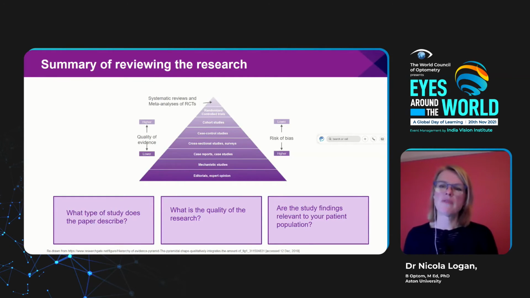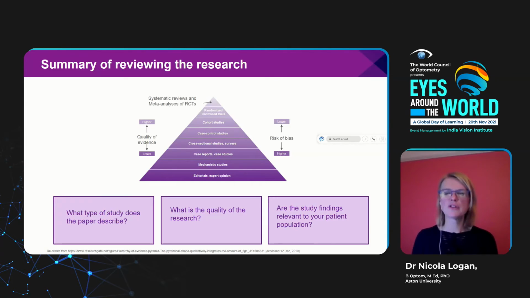So I really want you to consider, when you're looking at information out there, especially if it's a new intervention that's come on board and you haven't yet been to a conference to hear about it, you could just read the abstract from that peer-reviewed publication. You can tease out those key points just from that abstract. So we're looking to see what type of study the paper describes, what's the quality of the research. Can you tease that out from the abstract? And importantly, are those study findings relevant to your own patient population that you see in your clinical practice?